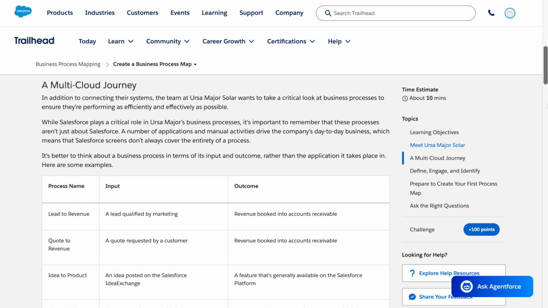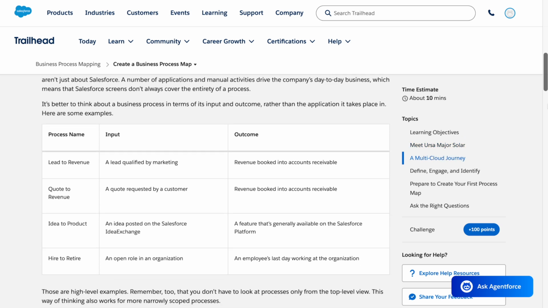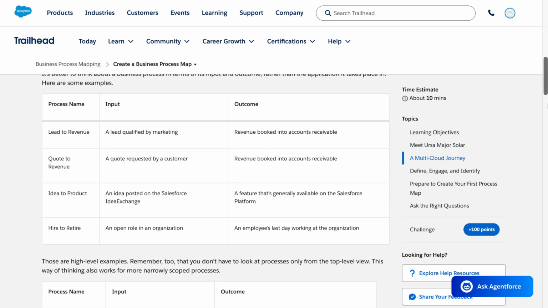It's better to think about a business process in terms of its input and outcome rather than the application it takes place in. Here are some examples. Process name, lead to revenue. Input, a lead qualified by marketing. Outcome, revenue booked into accounts receivable.